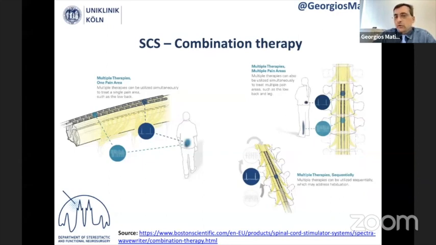This means if we have only one pain area, we can apply two waveforms, two types of stimulation, a tonic stimulation, for example, and a subperception waveform. If we have multiple pain areas, we can apply, for example, for back pain, a subperception waveform, and for leg pain, a tonic stimulation. We have also the possibility to try multiple therapies, multiple waveforms sequentially.